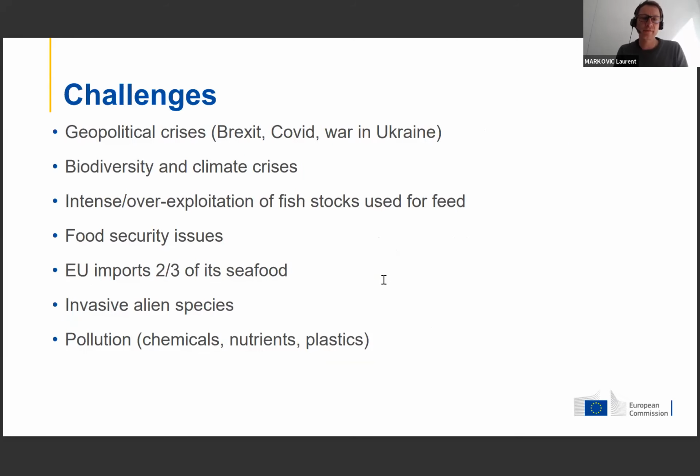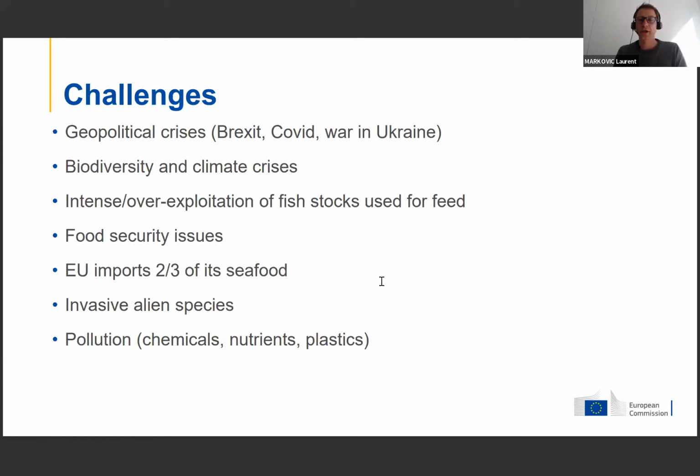So, challenges in brief. These are obvious things, but sometimes it's useful to state the obvious. You have crises, ongoing or past ones: Brexit, COVID, the war in Ukraine. There seems to be an international move to retreat a bit from globalization, back to closer to home, so blocs, whether the EU, China, or other blocs. Of course, the biodiversity and climate crises are very much high on the public and political agenda.